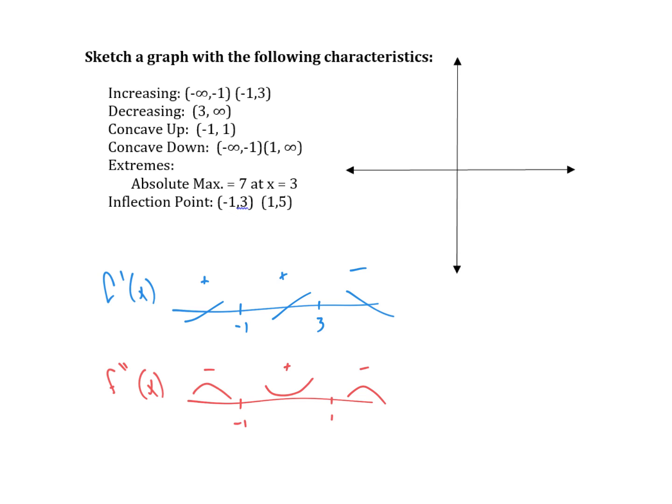We have an extreme value, a maximum of 7. Oh, it's an absolute max. Okay. An absolute max at (3, 7). Then we have inflection points at (-1, 3), so we already knew it was going to be -1, and then (1, 5), and we already knew that was going to be a +1 as the x value there.